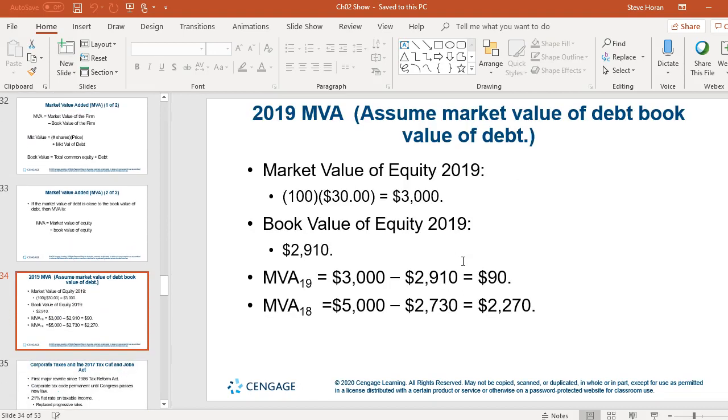So it says here, let's do this for our company between the 2 years. In 18, it was a really nice large number, 2,270,000. In 19, it went down severely because the company lost value. The stock price went way down. And so it just tells us that management did not make good decisions in 19.